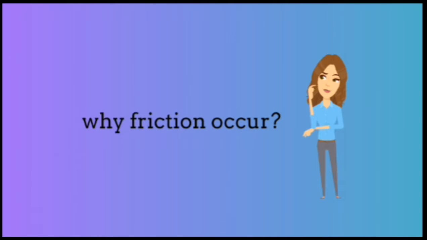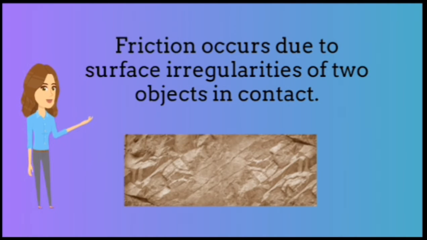Now let's see why friction occurs. Friction occurs due to the surface irregularities of two objects in contact. You can see the surface here having irregularities, that is, it has different kinds of shapes or ups and downs.